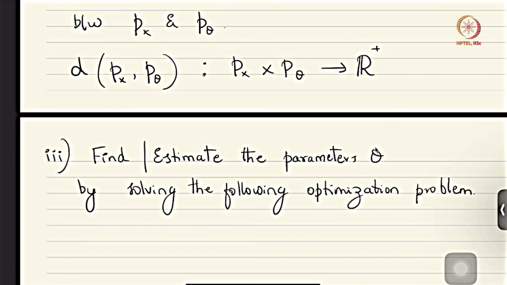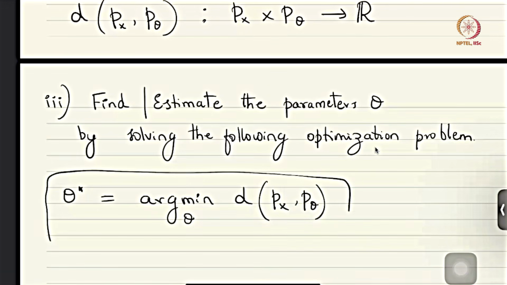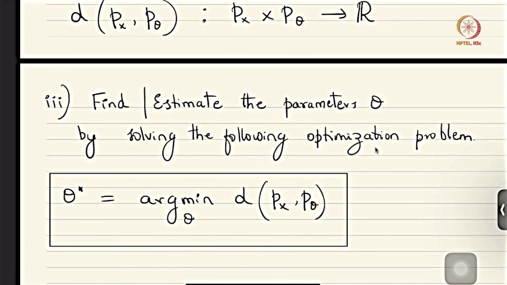What optimization problem will we solve? We will seek a theta, which I call theta star, the optimal parameters, such that the distance metric that I have defined between Px and P theta is minimized. And you know what this is referred to as in the ML community? This is called training. Training the model. Okay, I want to write that.